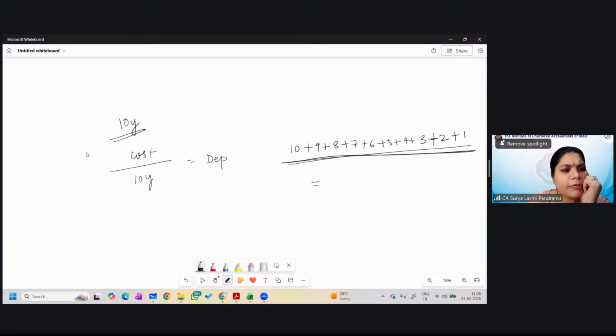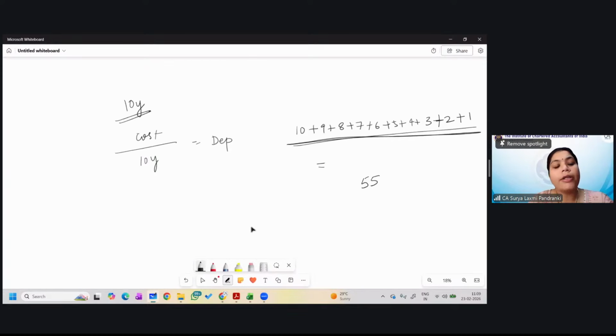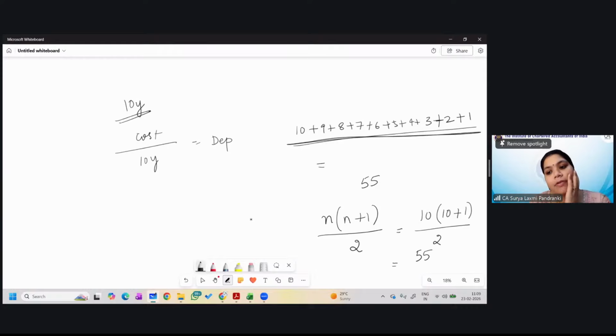Some of you gave 55 and some of you gave 50. I'm considering 55 because most of you gave 55 as the answer, and I'm thinking 55 is right. So this is one way of doing it. Or you can also use the formula n into n plus 1 by 2. This is the other way of doing it. N means the useful life. 10 into 10 plus 1 divided by 2. This way also you will get the same answer, 55.